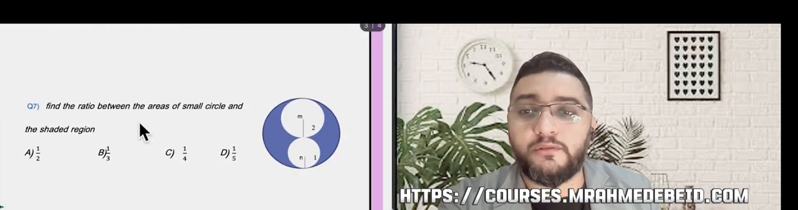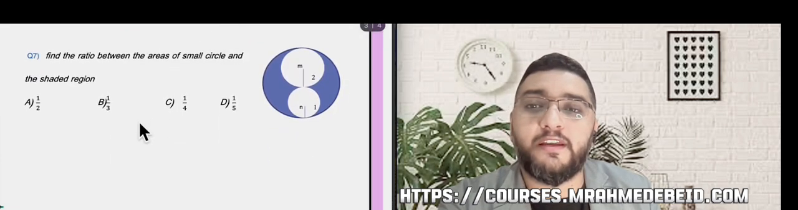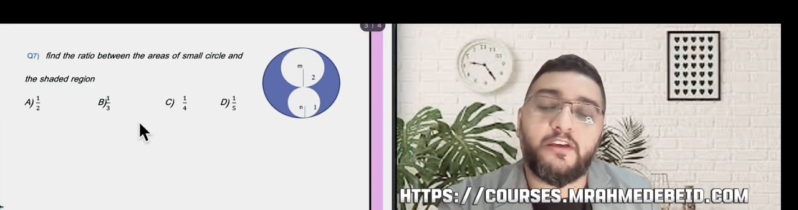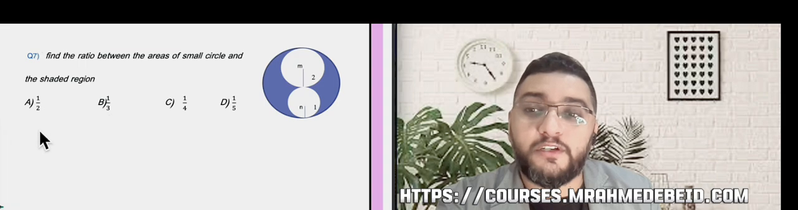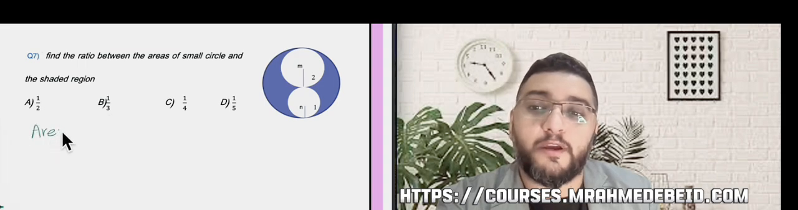For the next question, find the ratio between the areas of the small circles and the area of the shaded region. Very important question. For the area of the small circle, you know that the area of the circle equals pi r squared.